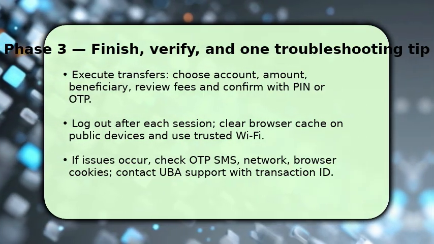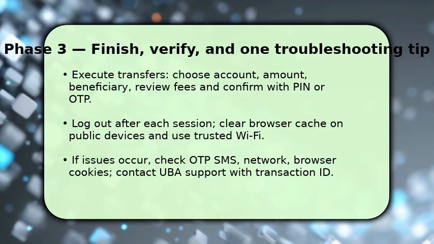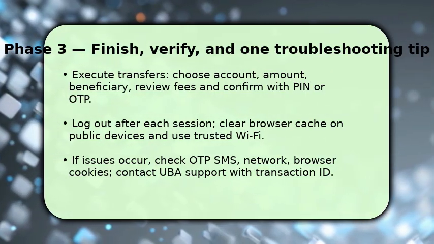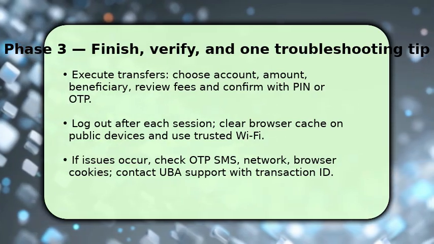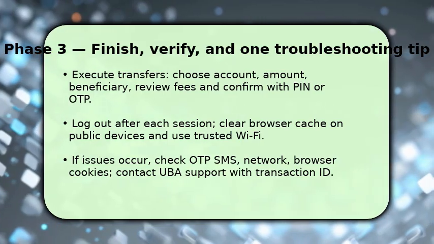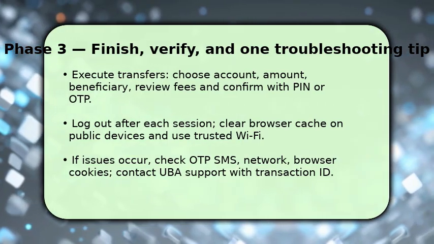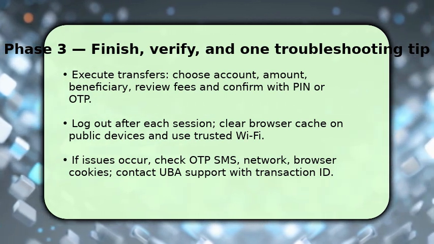On public devices, clear cache and avoid public Wi-Fi. Use trusted networks only. If something goes wrong, first verify the OTP SMS, your network, and browser cookies, then check transaction status and history. If unresolved, contact UBA support giving the transaction ID, timestamp, and error message so they can trace and resolve it.